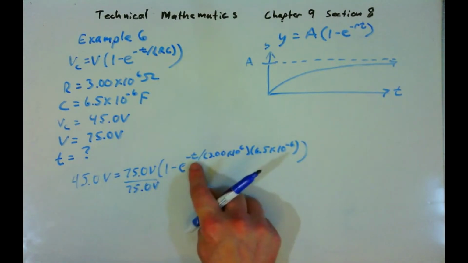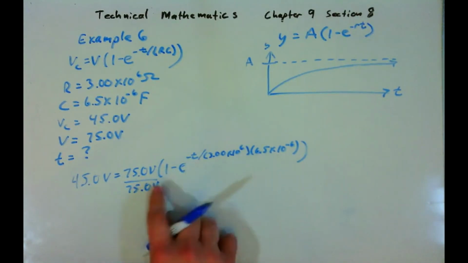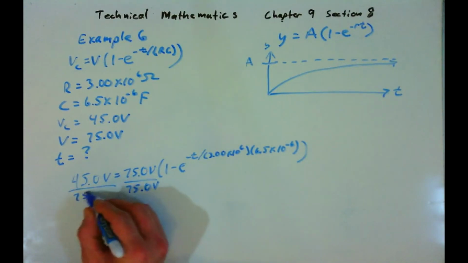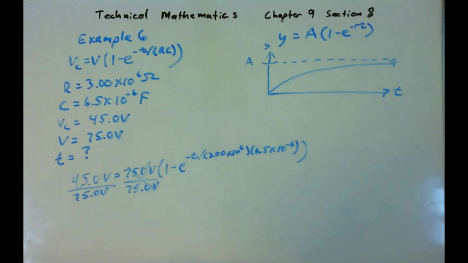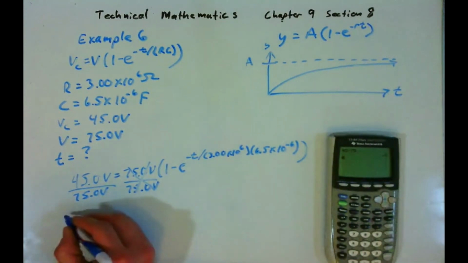We're trying to solve for t, and it's in the exponent of e. We need to get e all by itself with its exponent before we can take the natural logarithm of both sides. So we start by dividing by 75 on both sides. These cancel, and 45 divided by 75 is 0.6.